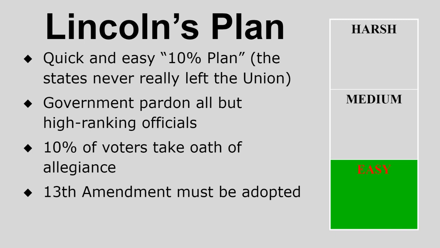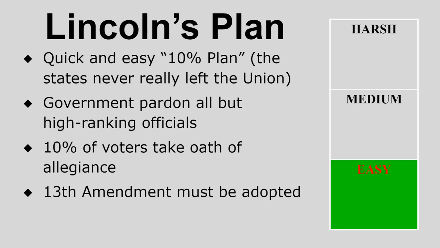The second part is 10% of voters within the South have to take an oath of allegiance, just 10%. This is just a way for the North to hold the South responsible for their actions and make sure that they don't go back on their promise to not secede again. So basically, this is asking the South to promise to not do this kind of thing again.